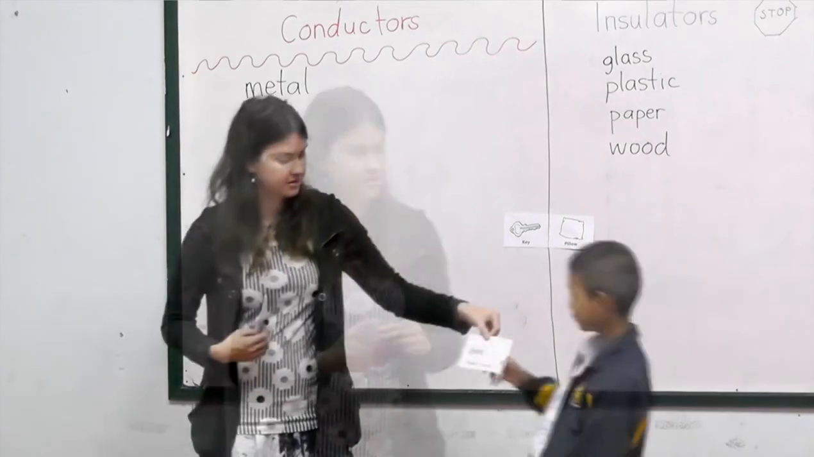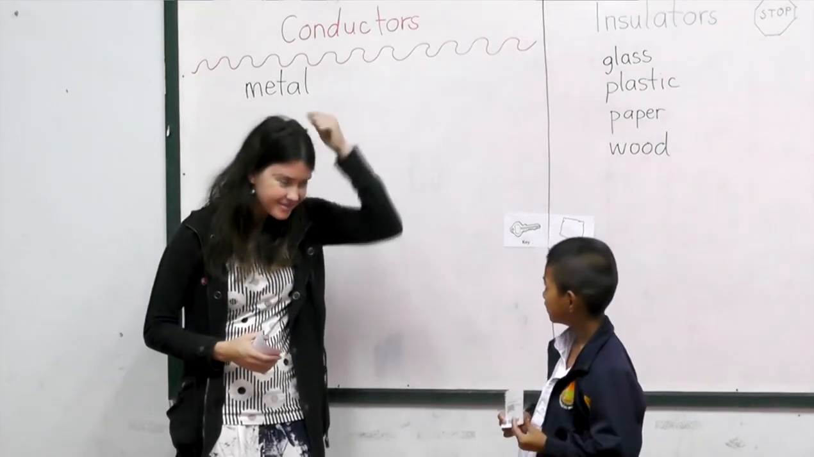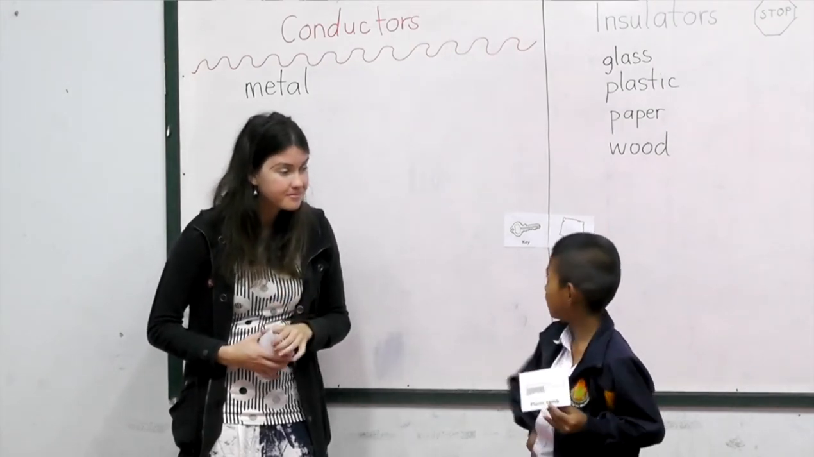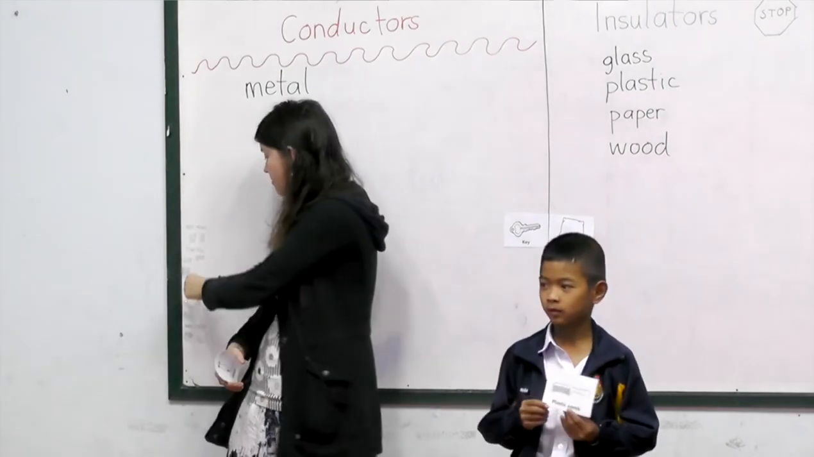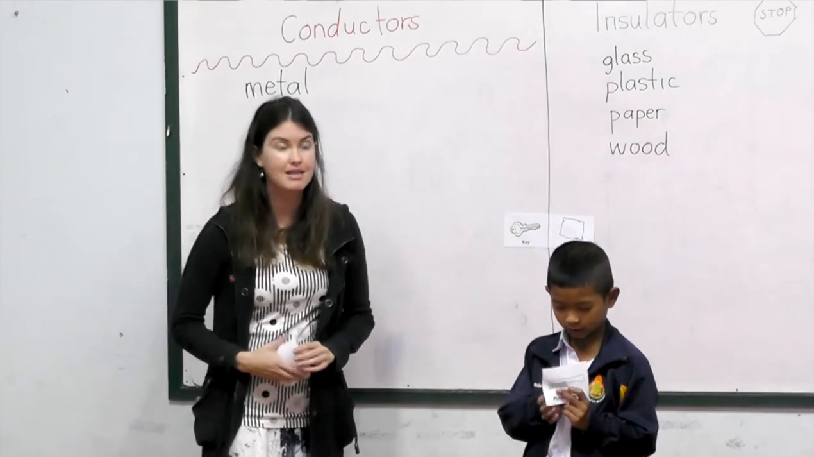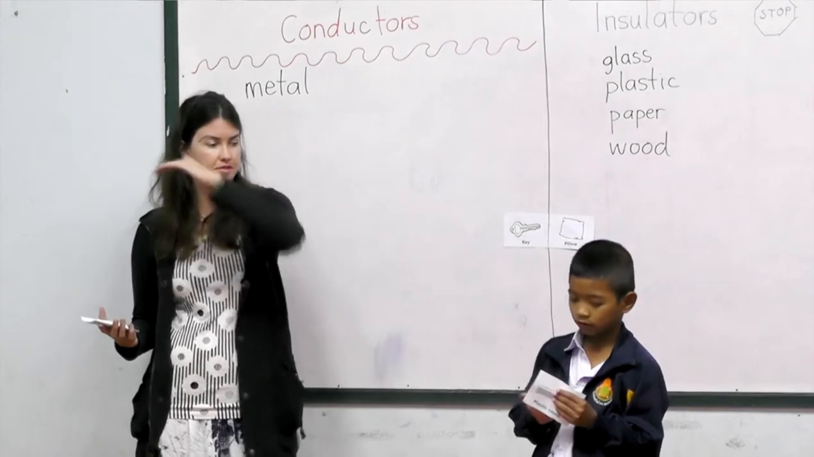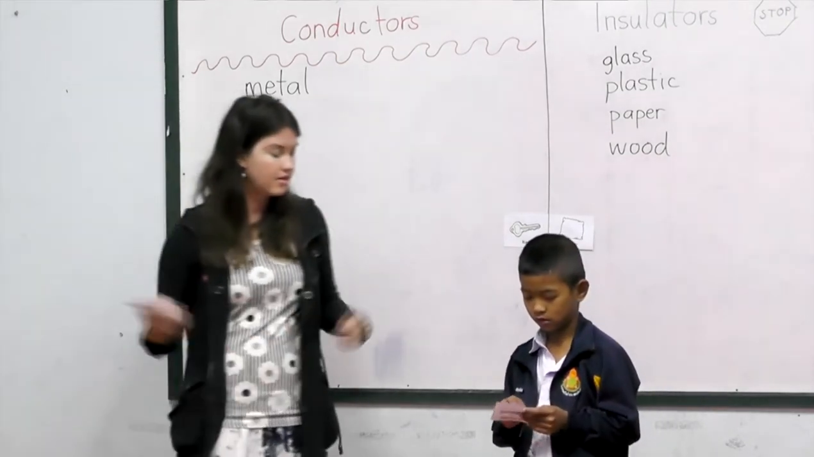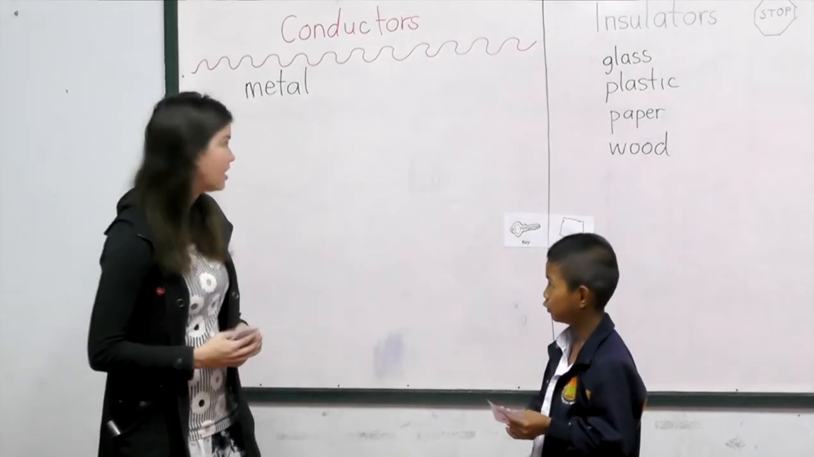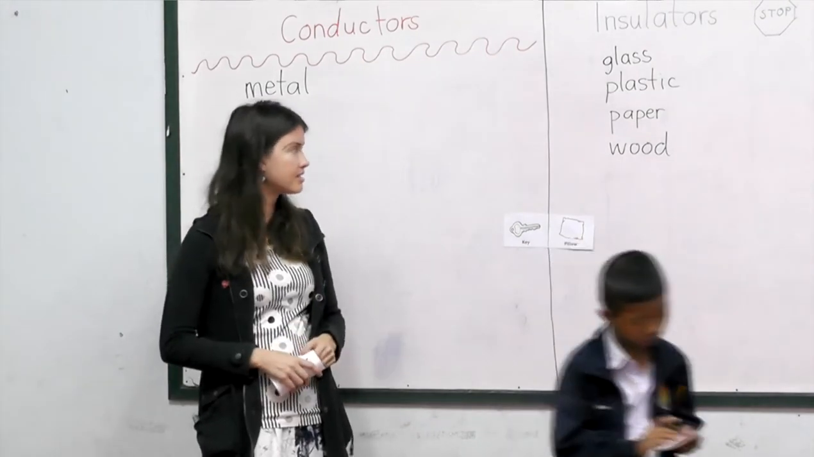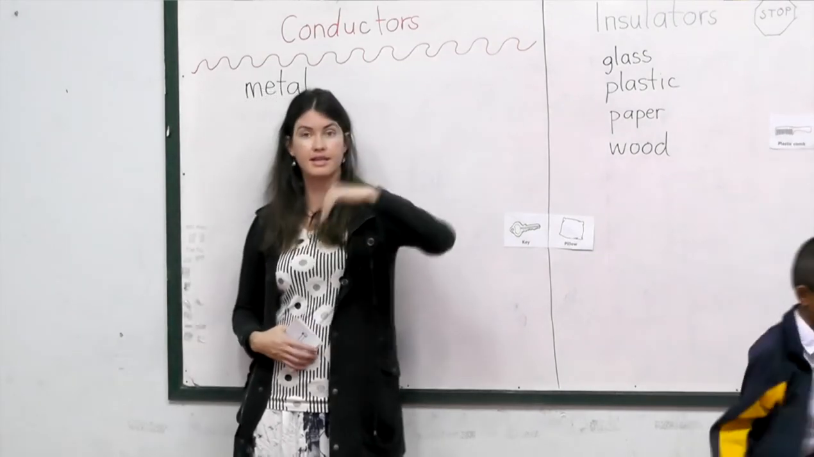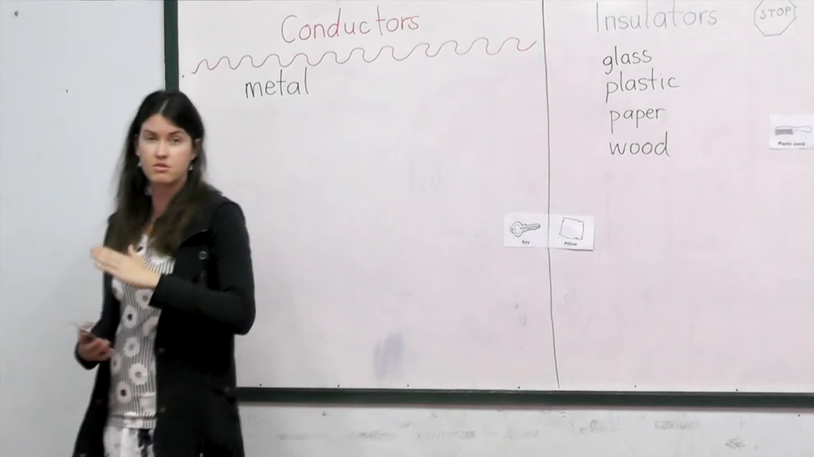Pat, come up here. What is that? A comb. Hold it up for your friends. This is a plastic comb. What do you think, friends? Is electricity going to move through that plastic comb? What do you think, Pat? No. Put it up for us. Where does it go? Is it an insulator that's going to stop the electricity, or a conductor that's going to let the electricity move?